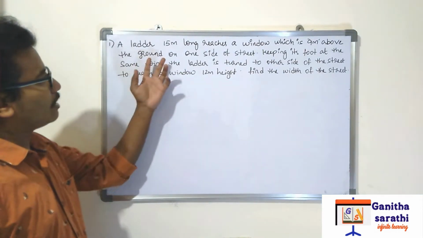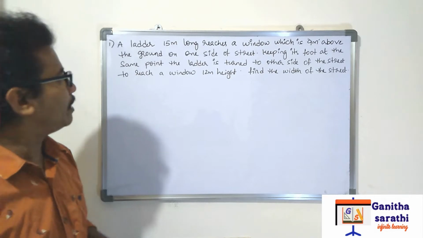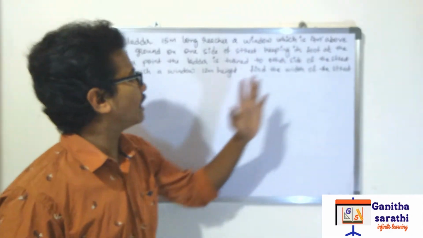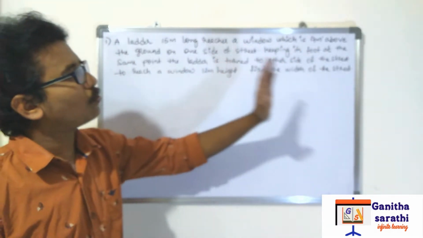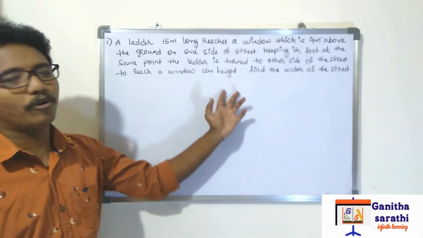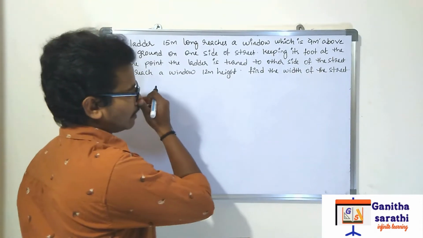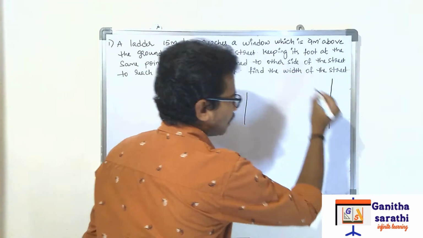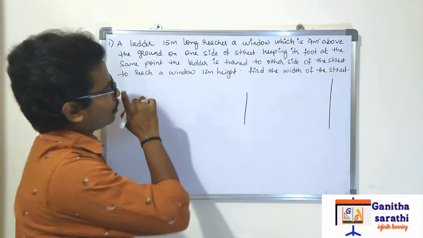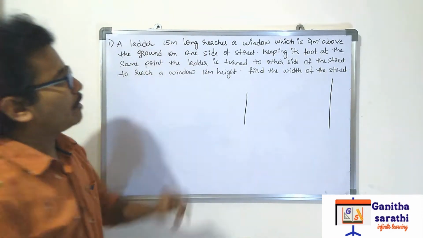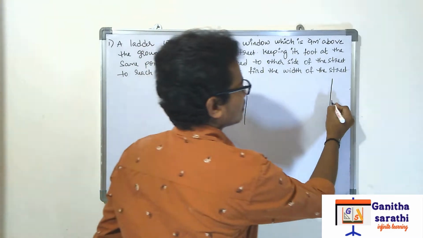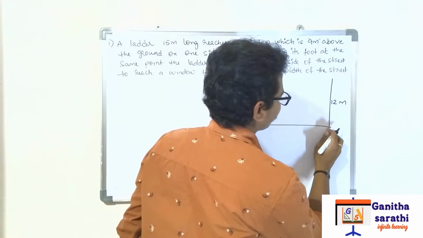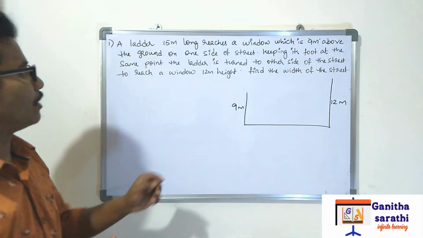A ladder 15 meters long reaches a window which is 9 meters above the ground on one side of the street. And keeping its foot at the same point, the ladder is turned to the other side of the street to reach a window of 12 meters height. Means, there are two windows, one window is 9 meters in height and another window is 12 meters in height. So a ladder of 15 meters, this is the 9 meter window and this is the 12 meter window, take this as the base, means the width between the two windows.